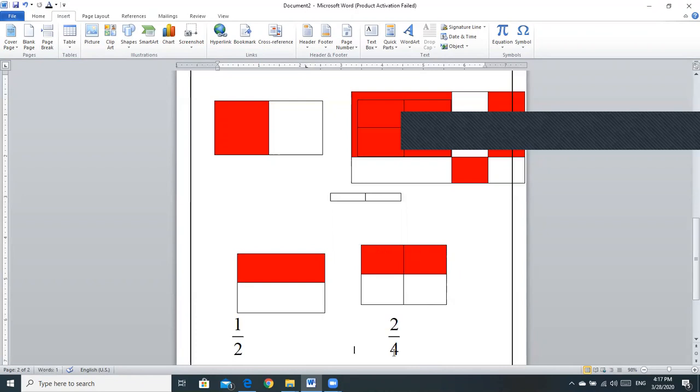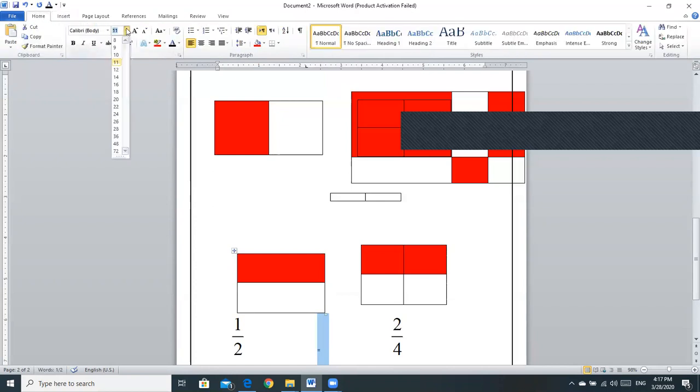Is 2 half the 4? Yes. So when up is half down, it's equal to half. So half and 2 over 4 is equal. What I want you to know is that half and 2 over 4 are equal. Both of them are equal.